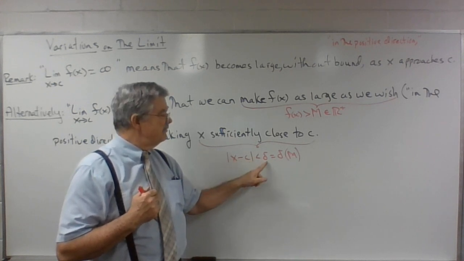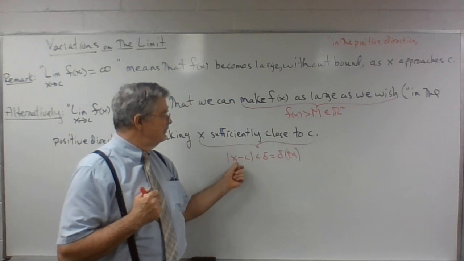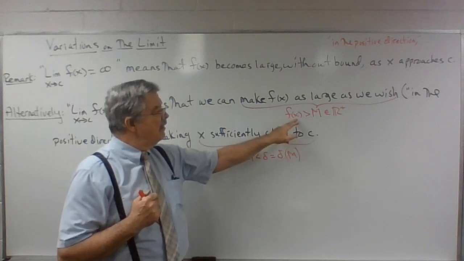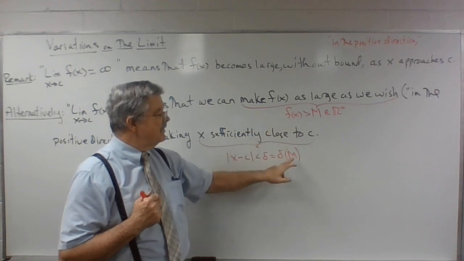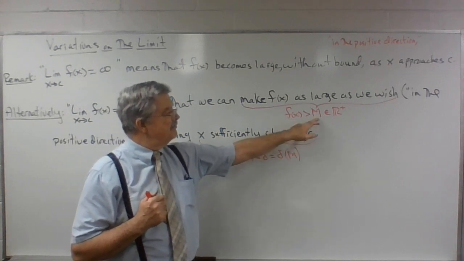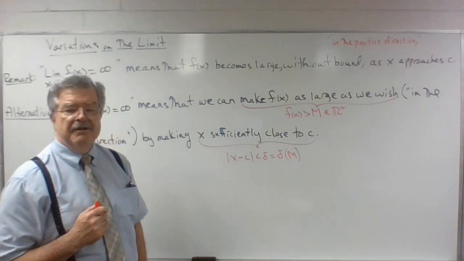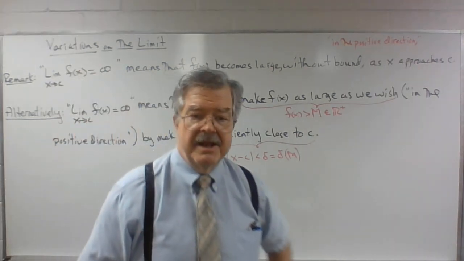So this value of delta, which determines how close x is to c, is dependent on how large we want f(x) to be. It's dependent upon this real number M. And we'll formulate this concept more precisely right now.